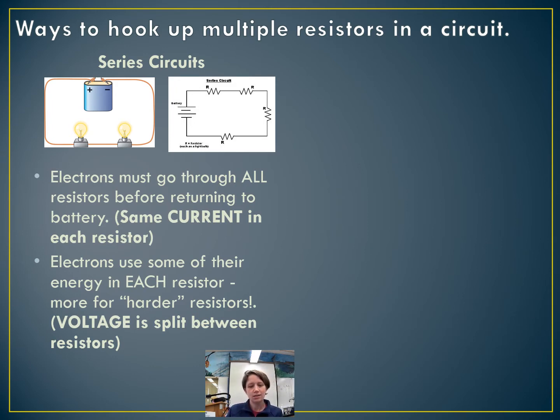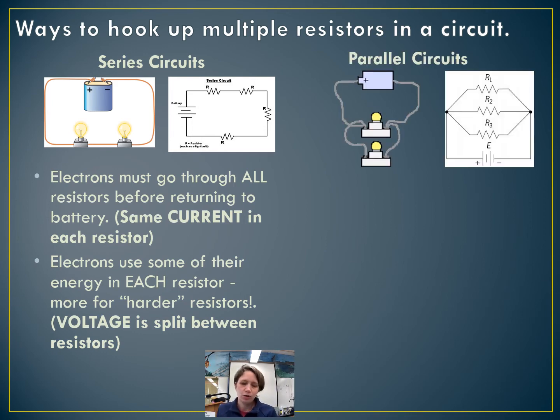The electrons have to use up all their energy before they get back to the battery, so they're going to have to use some energy in each resistor. They don't necessarily split it evenly, right? We're going to actually be using more energy on the bigger resistor, the more challenging resistor, but you can say that the energy provided by the battery is all going to get used up at some point, even if it's different amounts at each resistor.